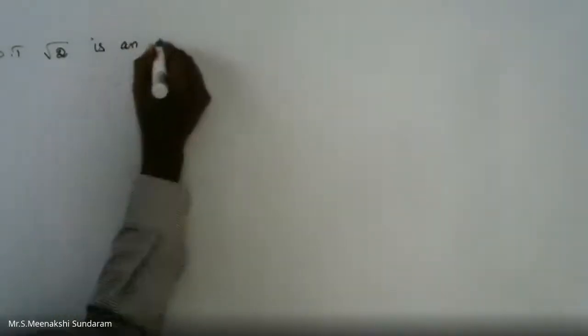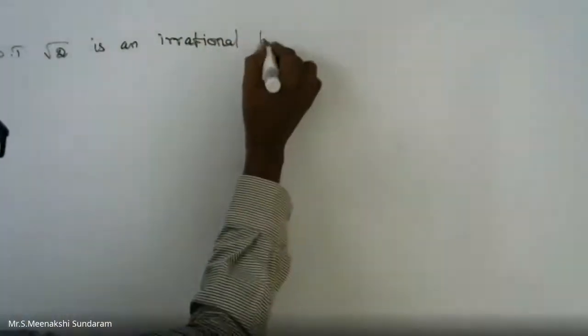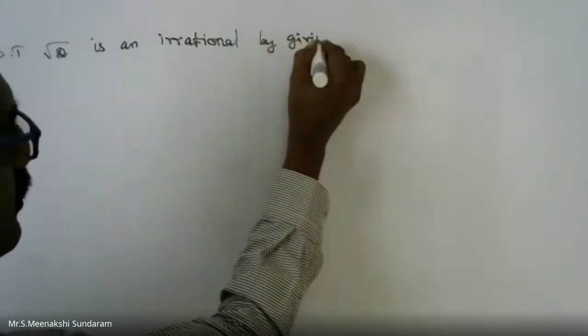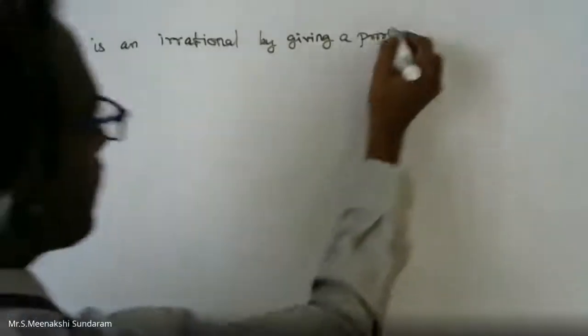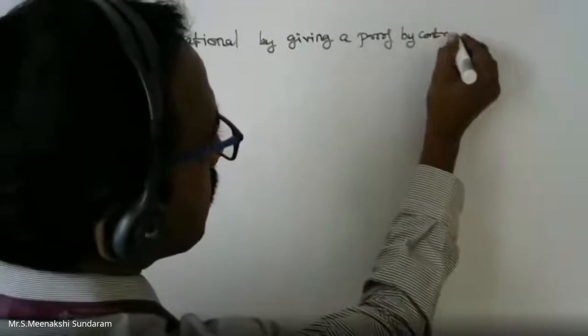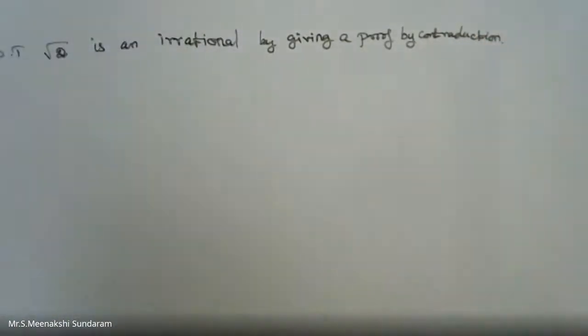Question is: prove that square root of 2 is an irrational number by giving a proof by contradiction.